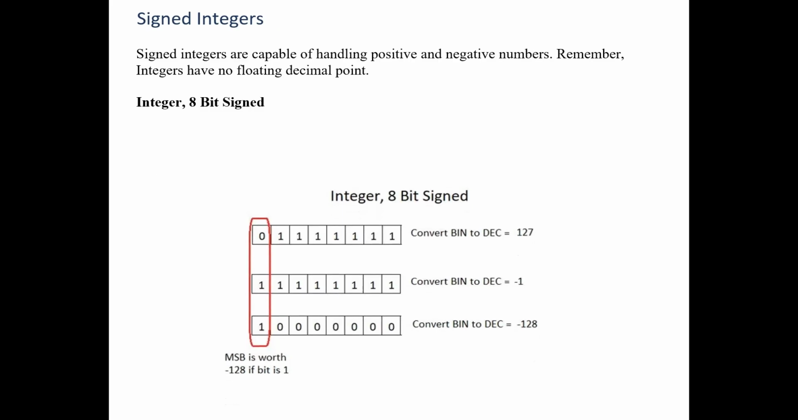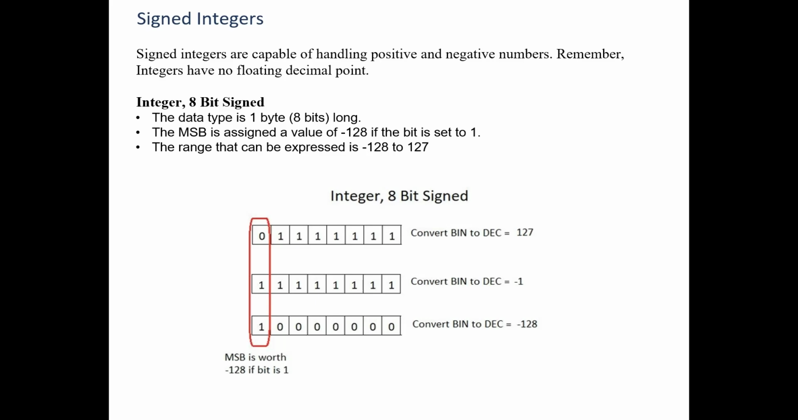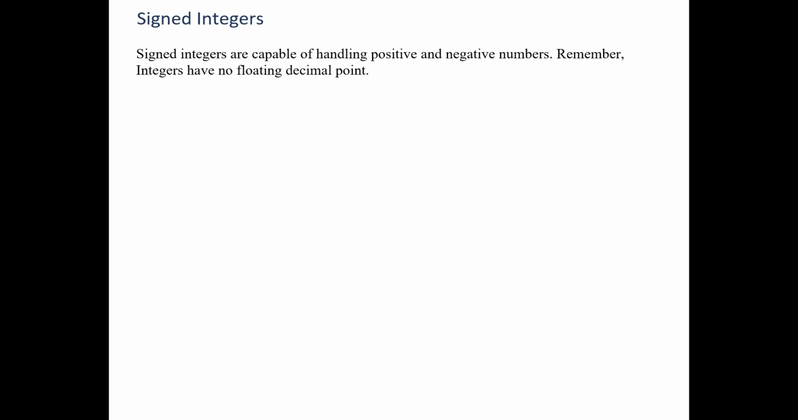So to summarize the 8-bit signed integer, the data type is 1 byte long. The MSB is assigned a value of negative 128 if the bit is set to 1. The range it can handle is negative 128 to 127. So what if I need to work with numbers larger than 127 or lower than negative 128? Here is the 16-bit signed integer. It handles positive and negative numbers in similar fashion to the 8-bit signed integer, but with a larger data size.